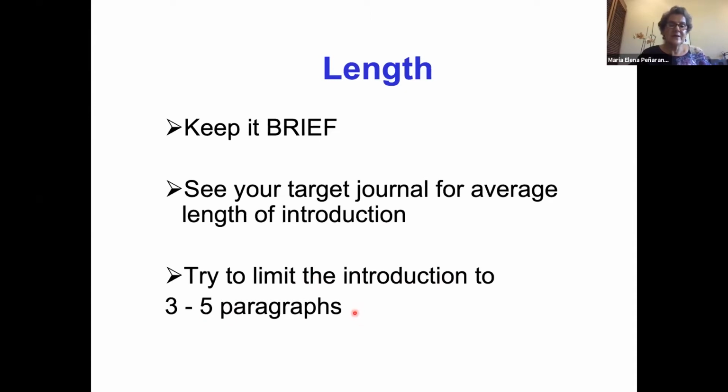Five paragraphs. I know it's hard. We have very long introductions that are not necessary. The journal will tell you also what kind of introduction they accept. But the more pointed and the more direct, the better, because we don't want to lose our reader in a very long, complicated introduction that doesn't focus on the topic that we are studying.